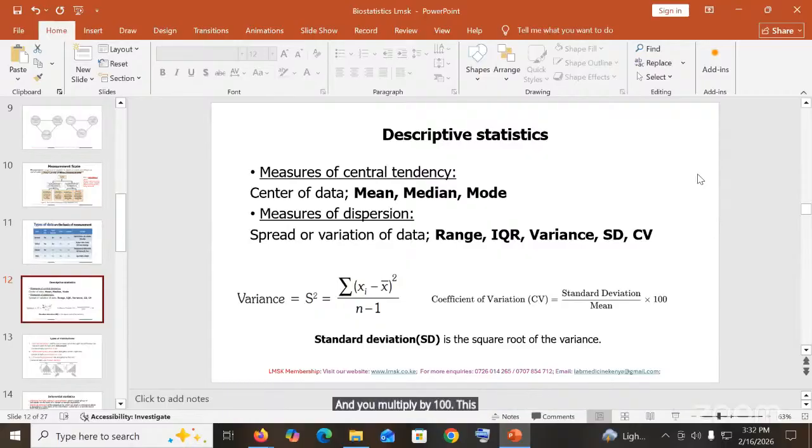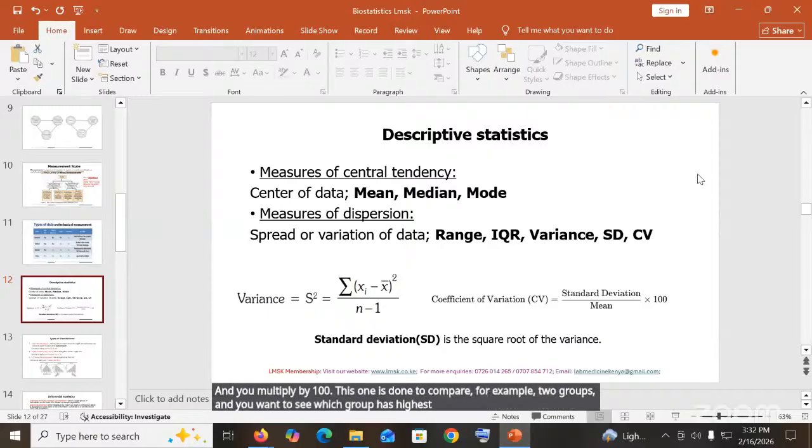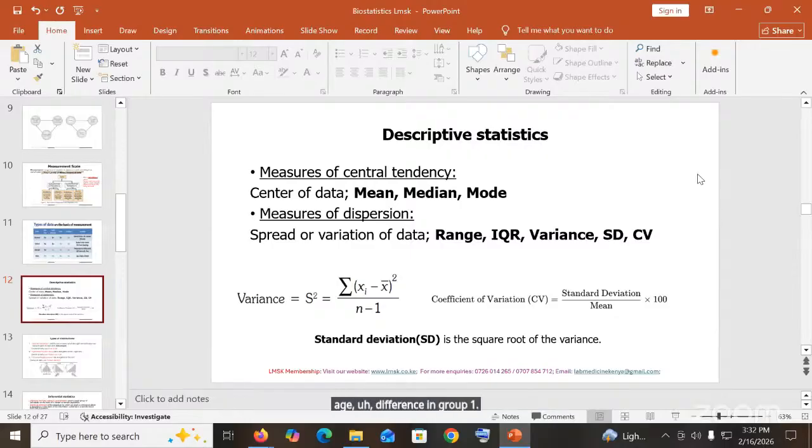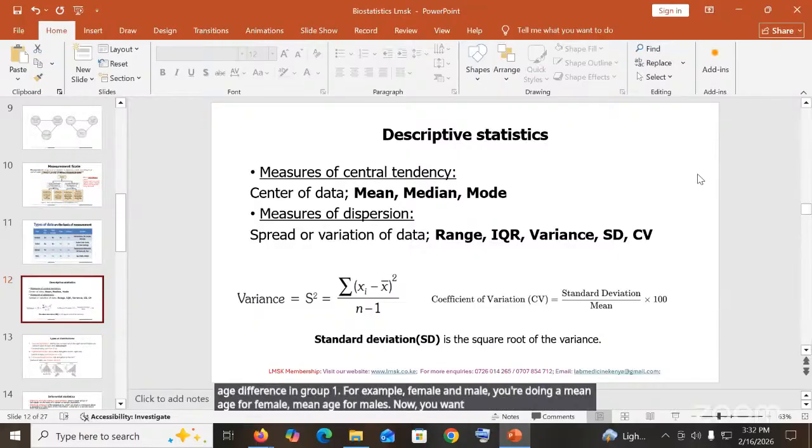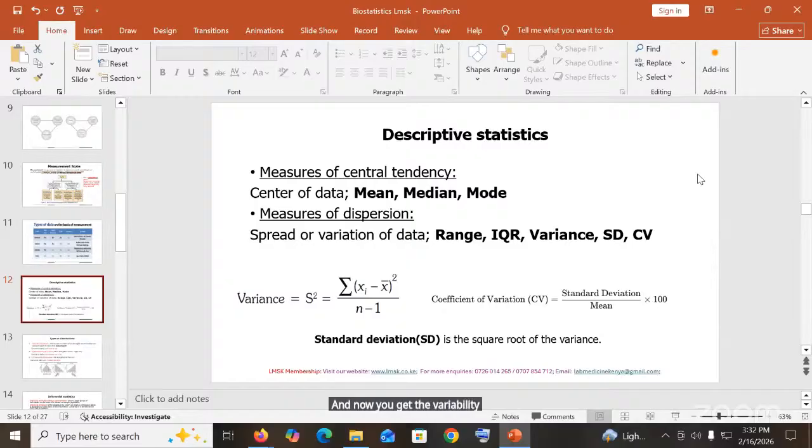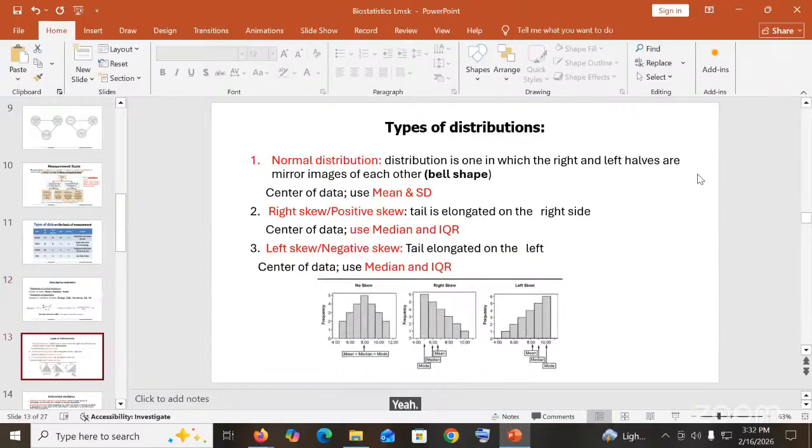This is done to compare, for example, two groups, when you want to see which group has the highest variability. So definitely, if one group has 11% variability and the other has 15%, you'll say the age difference is higher in the second. For example, female and male: you're doing a mean age for females and a mean age for males. Now you want to see the variability, so you do the coefficient of variation, standard deviation over mean, and you see which one has a higher variation.